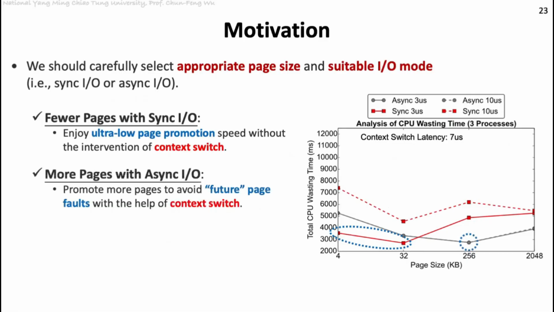And then if you are confident you are able to move more pages, for example, 256 kilobyte of pages, that means if you think you can guess the next 64 pages, which one will be accessed next. If you can predict the future page access, then you can avoid future page faults by using asynchronous I/O. That means using context switch, but because you move more data, and you know those data will be accessed in the near future, it will also be helpful. Okay.